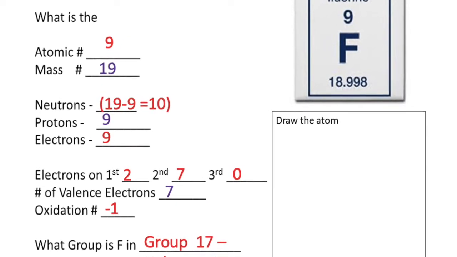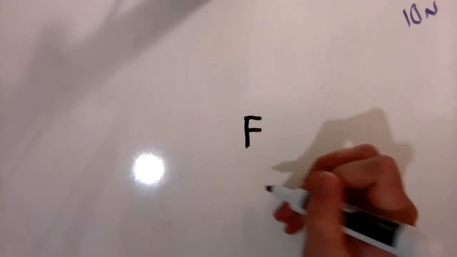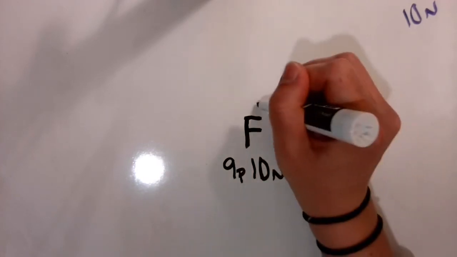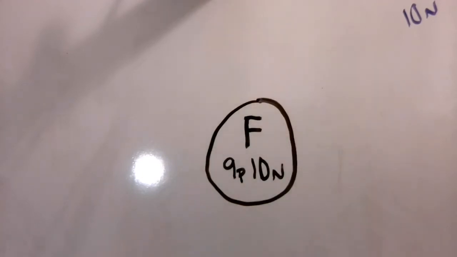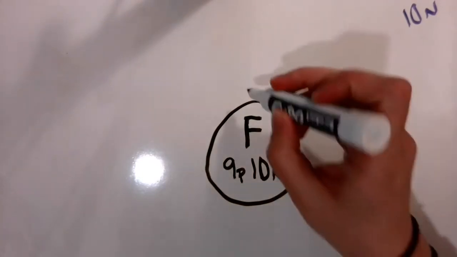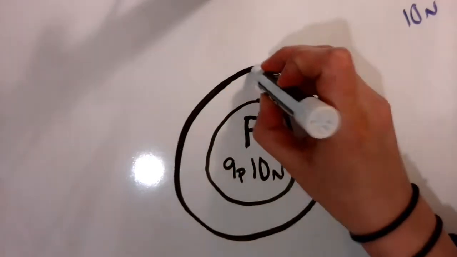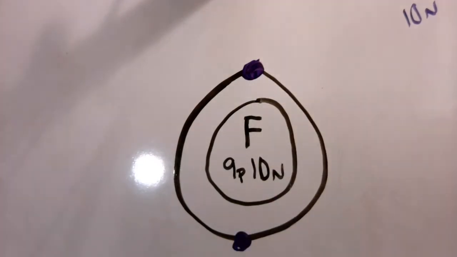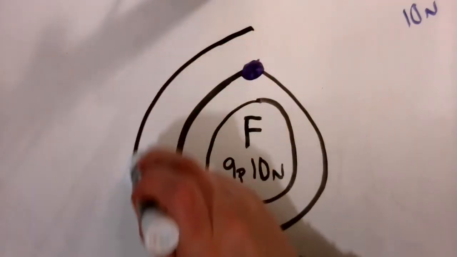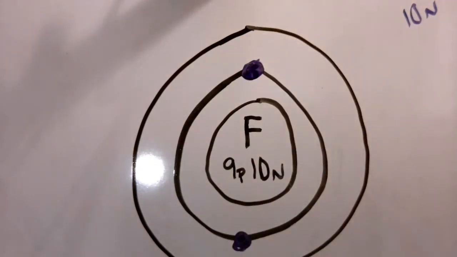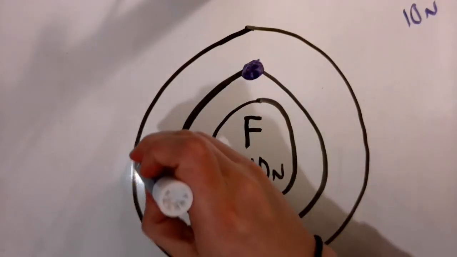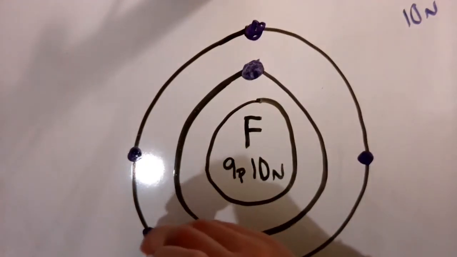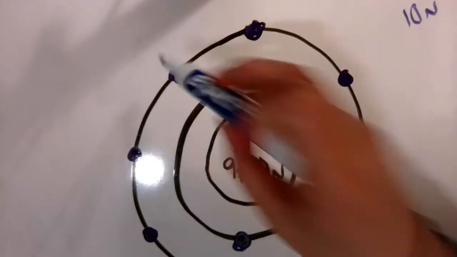So let's draw this fluorine atom. We're going to start with our element symbol of F and label that we have 9 protons and 10 neutrons. And with that, we have everything that should be inside of the nucleus. So we can start to create our rings of electrons. In our first ring, we can only hold 2 electrons. As we move to our second ring, we're going to have to fill in the other 7 valence electrons that we have. So we have 1, 2, 3, 4, 5, 6, and 7.